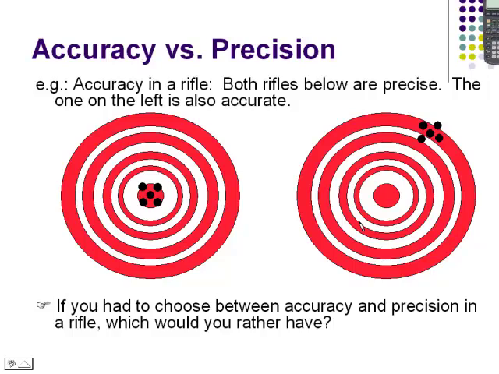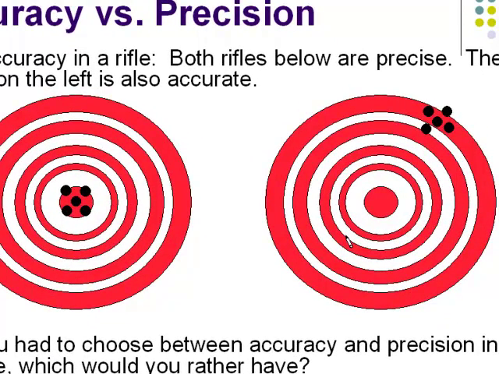Here's a different situation. Both of these rifles are precise. The one on the left is accurate because it's centered on a bullseye. The one on the right, even though it's just as precise, is not accurate because on average it doesn't go through the bullseye.